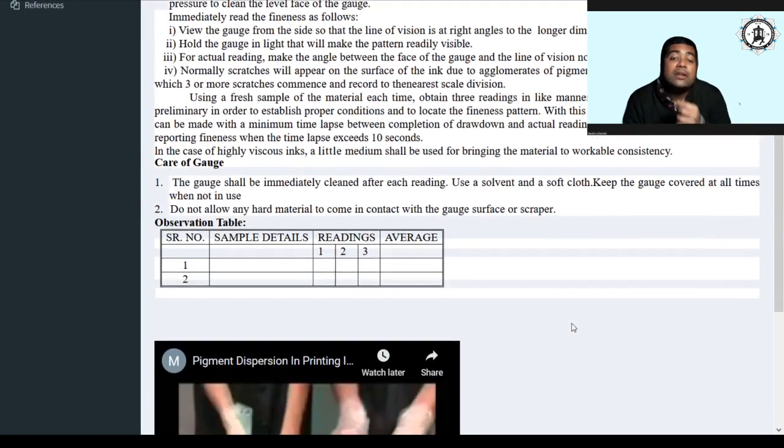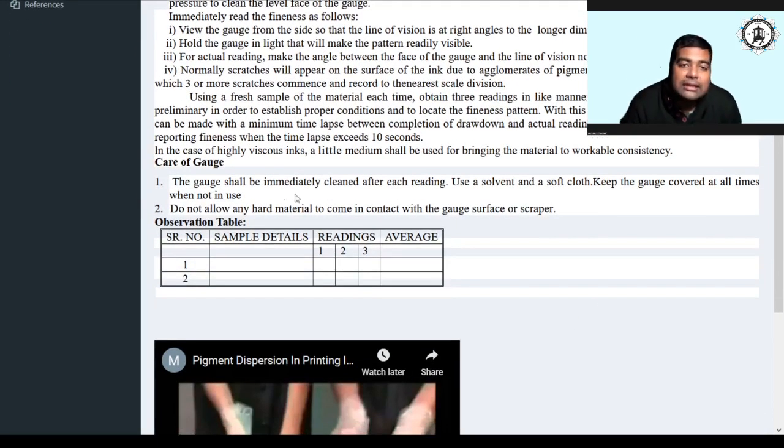Now care of the gauge. How should care of the gauge be done? The gauge shall be immediately cleaned after each reading. Use a solvent and soft cloth. Keep the gauge covered at all times when not in use. Do not allow any hard material to come in contact with the gauge surface or the scraper, so that the fine groove may not be destroyed.